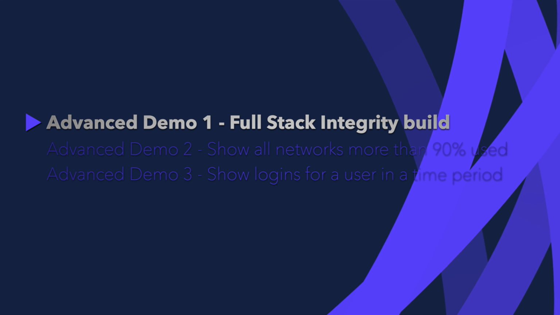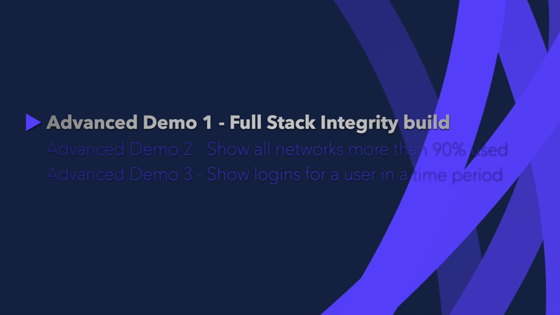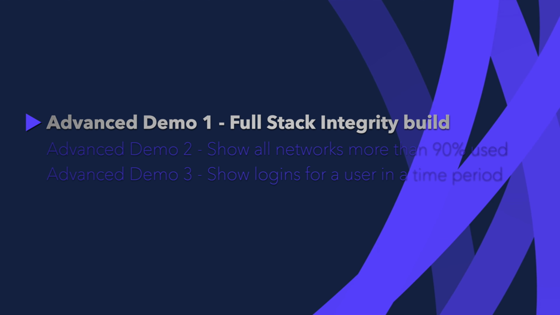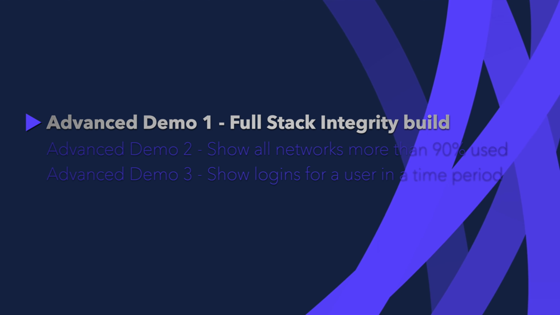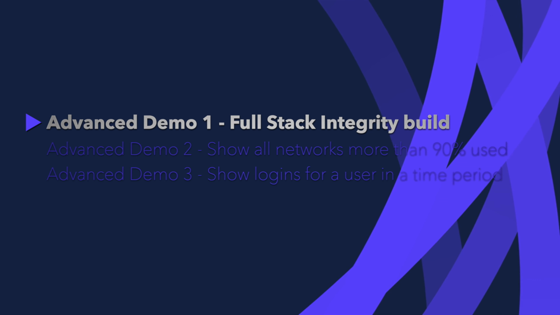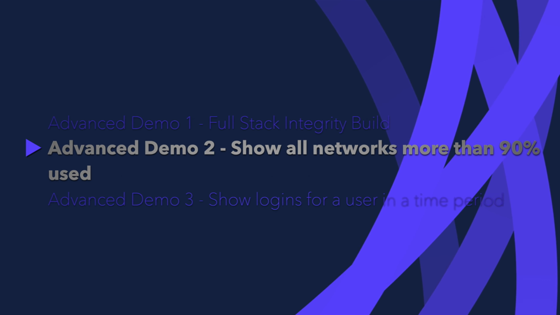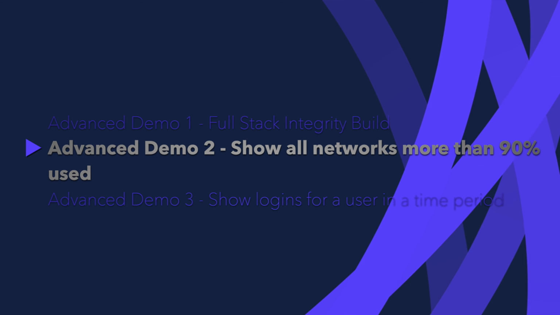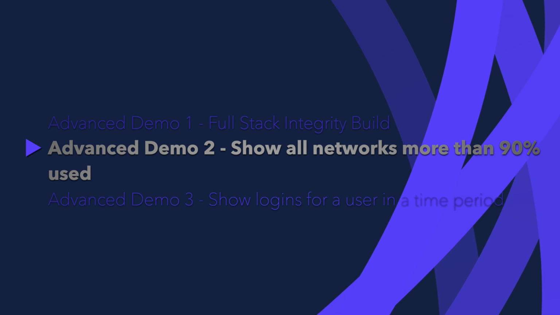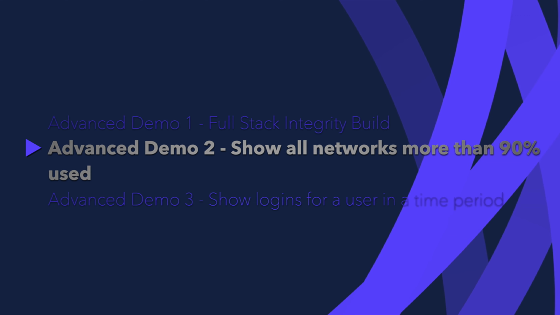Demo 15 started with an advanced example which showcased the full stack building of an Integrity Address Manager and DNS DHCP appliance, starting from a blank state through to a fully provisioned IPAM, DNS and DHCP solution. Demo 15 also showed how the filters and fields parameter can be used to show only networks on the Address Manager which are 90% or above utilised.